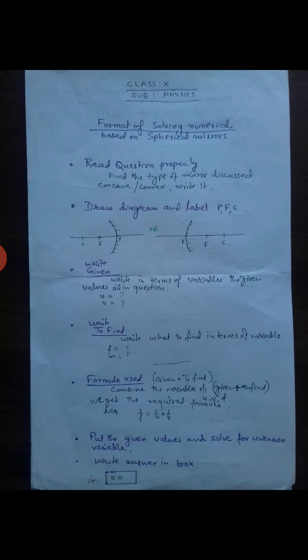Before that, you must know the format of solving numericals based on the spherical mirror. Here some points are there. While solving a numerical, you have to do it in this order. First you have to read the question properly. While reading the question, you will find the word concave or convex. Then you will write that this question is for concave or convex. First step. After that, you have to draw the diagram for that mirror, whether it is concave or convex, as it is shown here.